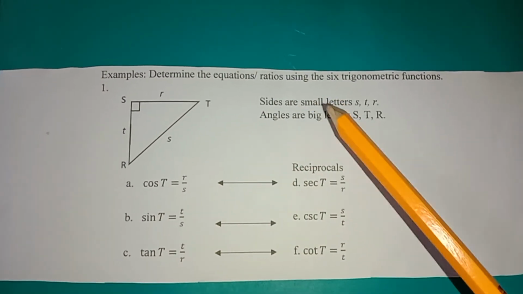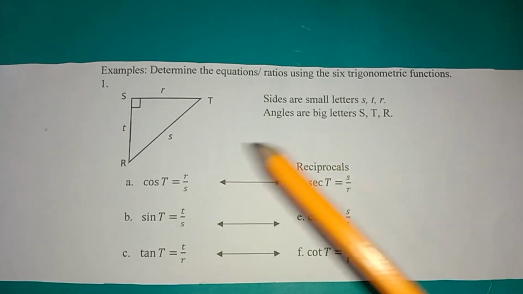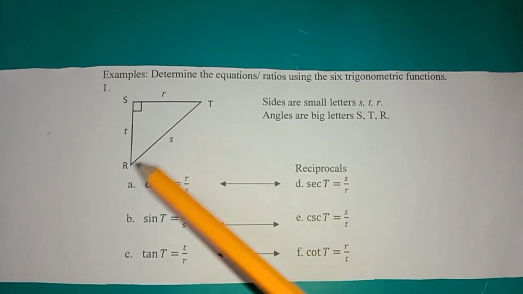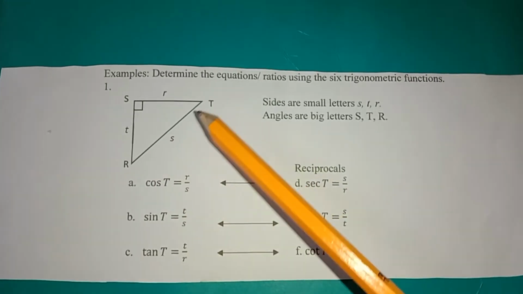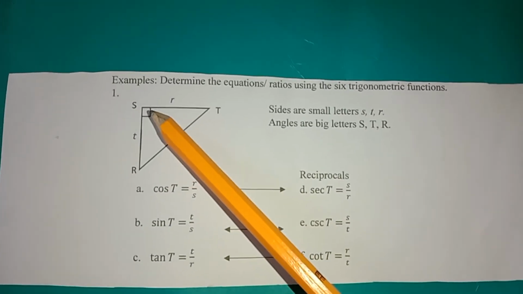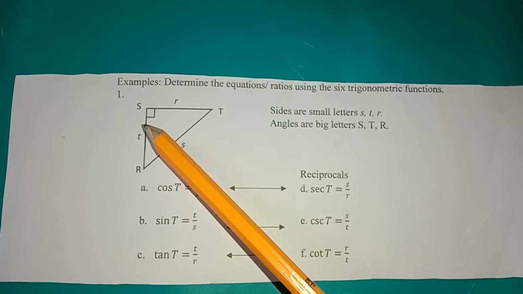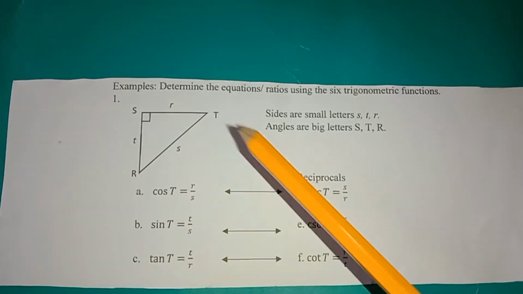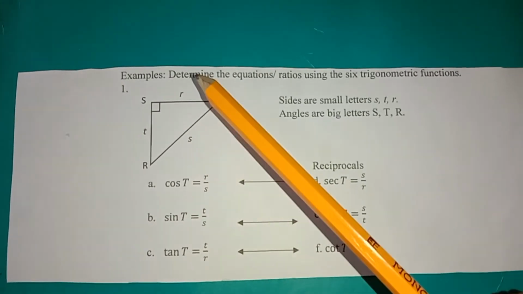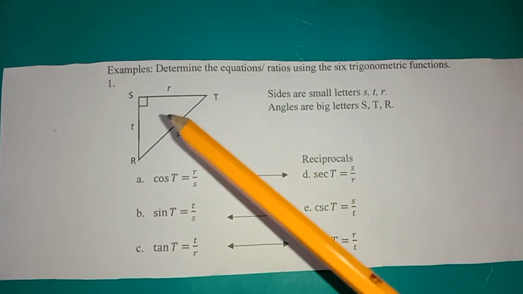Sides are small letters S, T, R. S, of course, this is the hypotenuse. How can we tell that this is the hypotenuse? Because it is opposite the right angle, so it means this is the hypotenuse. Then R and T are the legs of the right triangle.